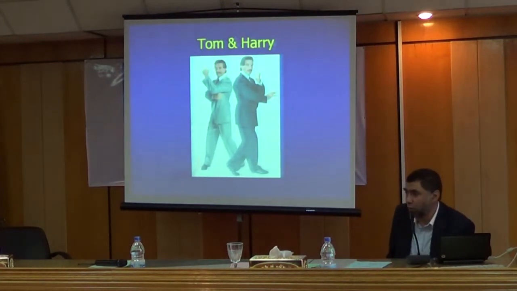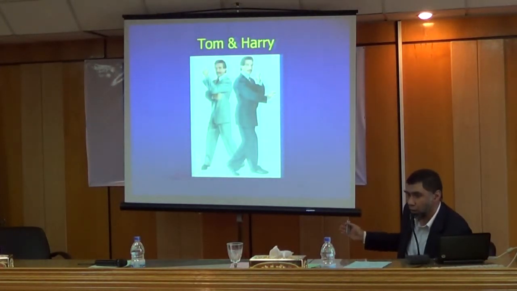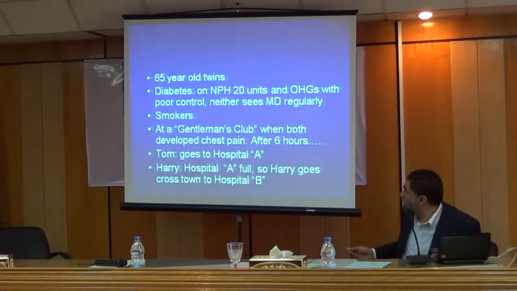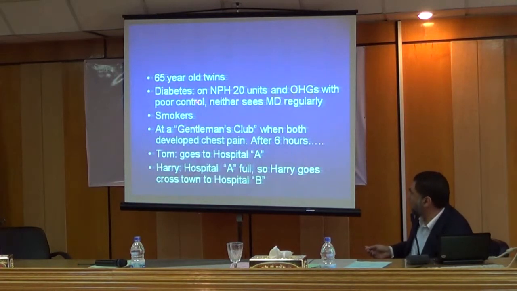Okay, how will we shift to insulin? Let us see the story of Tom and Harry. Tom is 65 years old, twins, Tom and Harry. Diabetes on NPH 20 units and oral hypoglycemics with poor control, neither sees a medical doctor regularly, smokers. At a gentleman's club, both develop chest pain. After 6 hours, Tom goes to hospital A. Harry, when hospital A is full, goes to hospital B.